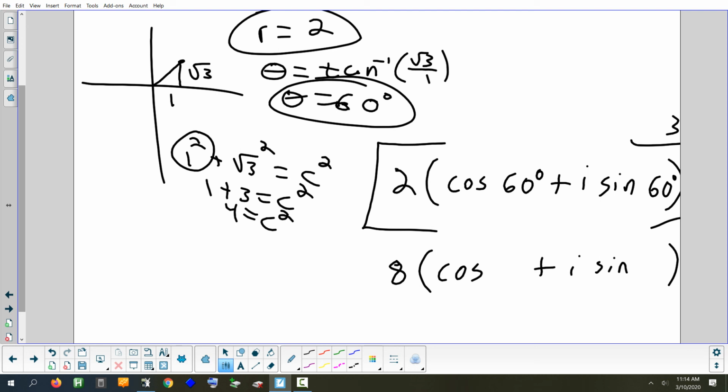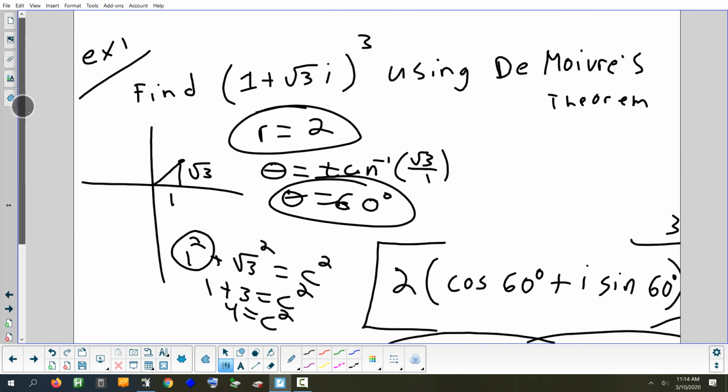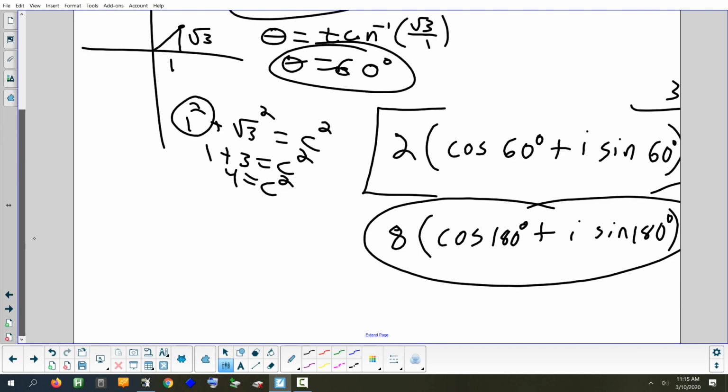So you raise the radius to the power, and what do you do with the angle in the power? Multiply, which gives me how much? 180 plus i sine 180. And that is what you get if you cube 1 plus root 3i in trig form. So that is the answer in trig form.